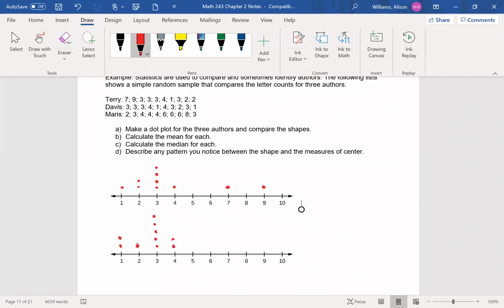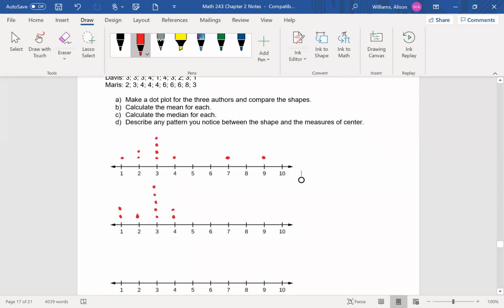All right, so Maris, let's do this one here. We have a 2, a 3, 3 fours, a 2, 3 sixes, a 1, 2, 3, an 8, and another 3. Okay, there we go. So now we have the basic dot plot for each.